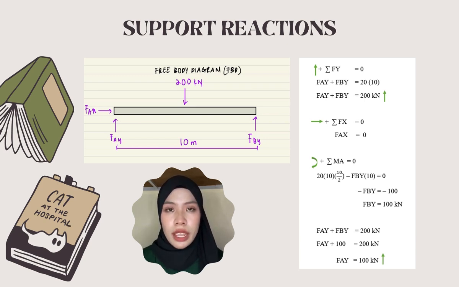This slide illustrates the support reactions for the bridge. Using a free body diagram, the diagram shows a central load of 200 kN distributed over a 10 meter span, with reaction forces at the supports. By applying equilibrium equations, we find that the vertical reaction forces are 100 kN at both supports, FAY and FBY. The horizontal reaction, FAX, is 0, indicating no horizontal force. This calculation ensures the bridge stability and load distribution, confirming it can safely support the applied loads.